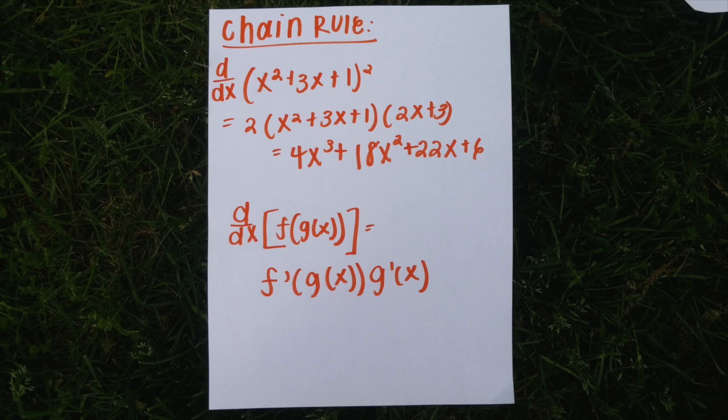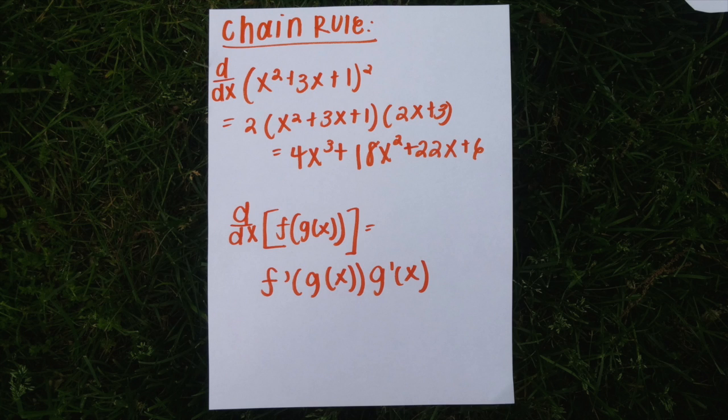To solve this, we have to use chain rule. If we have a generic equation of f of g of x, the derivative is going to be f prime of g of x times the derivative of g of x. So you're taking the derivative of the outside of the original function of the inside and then multiplying by the derivative of the inside.